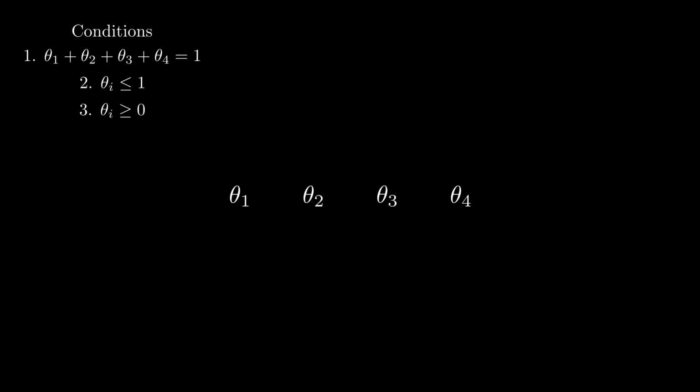We can use one of the rules, specifically rule number 1, to replace any of these thetas. Like instead of theta 1, we can write 1 minus summation of theta 2, theta 3 and theta 4. We can replace any of these thetas like so. We go ahead by replacing theta 4.